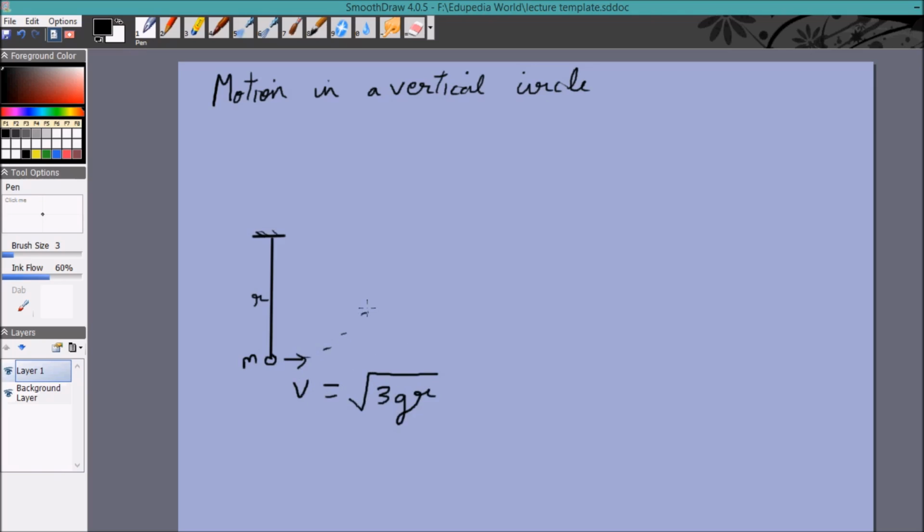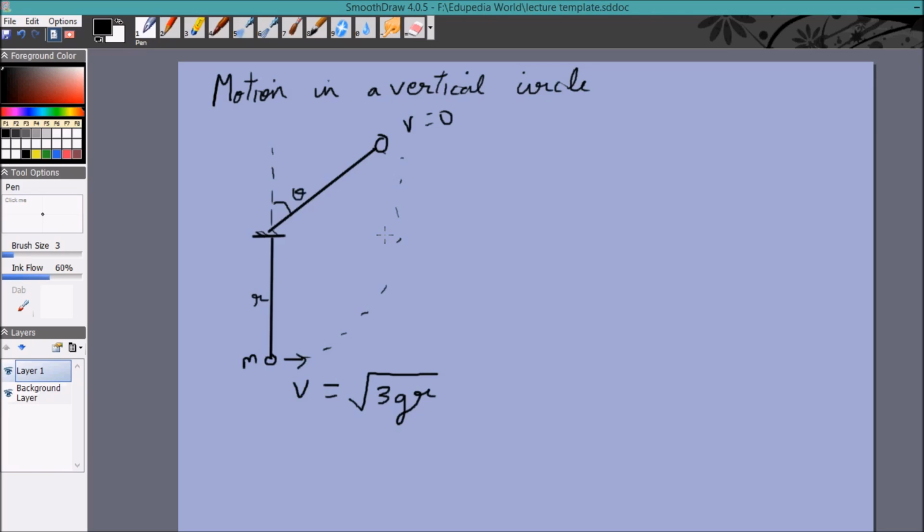It will go up to some point, and then it will stop. And then let's say at this point it stops. V becomes 0. And this angle is theta. We have to find out when the speed becomes 0, right? So the question is simple enough.